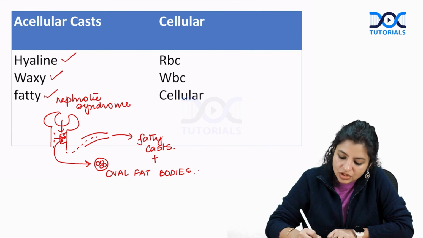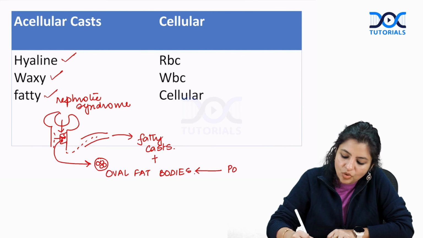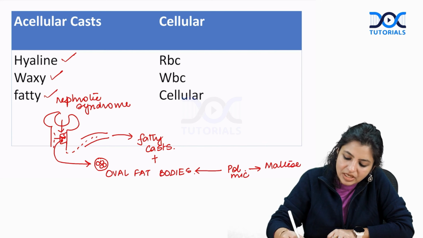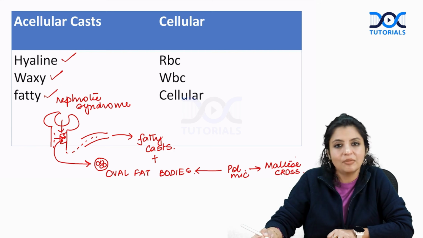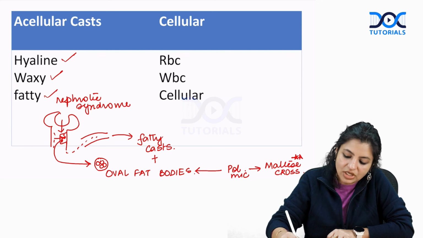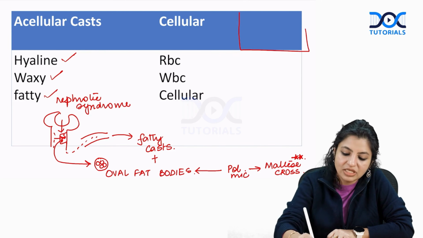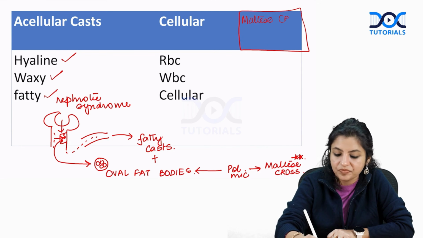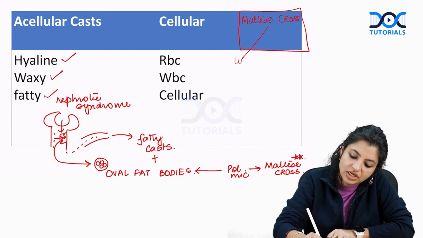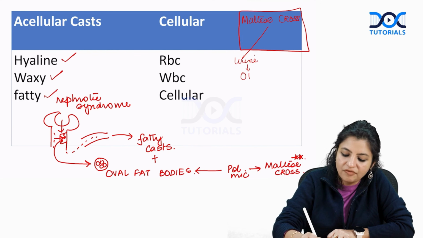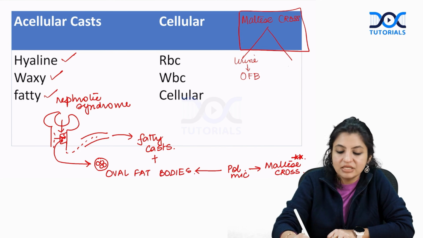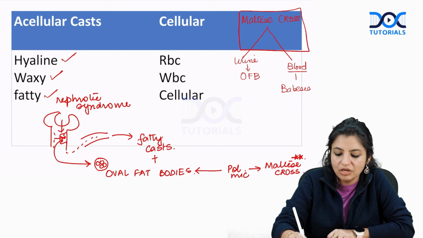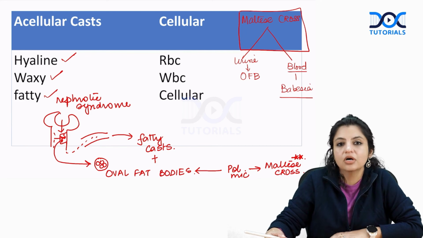So how do you see them? If you see an oval fat body under polarizing microscopy, it will give you a Maltese cross appearance. This is a very characteristic point that you have to remember. Here is a super special box: whenever you see a Maltese cross in the urine, it is for oval fat bodies. Otherwise, in blood, a Maltese cross appearance is seen in Babesia, an organism that shows a Maltese cross.